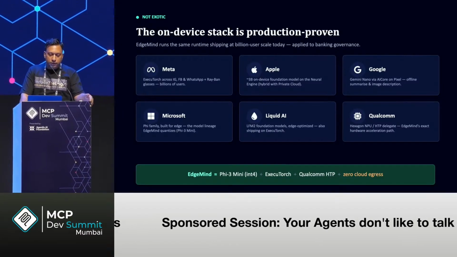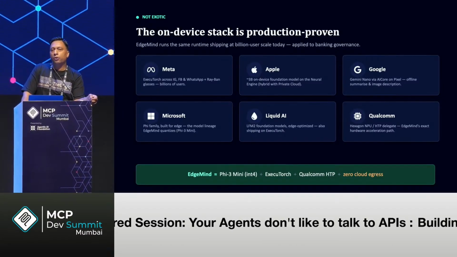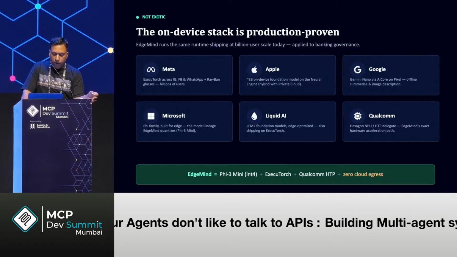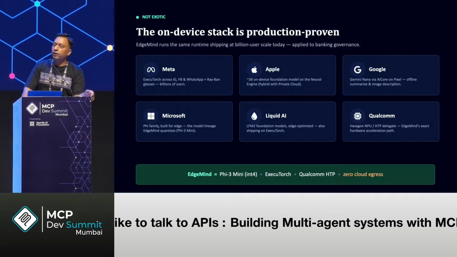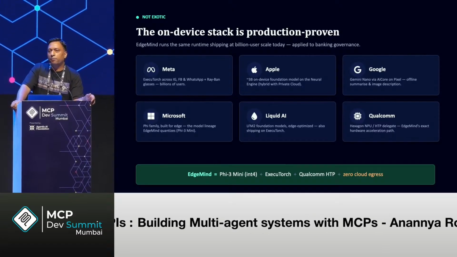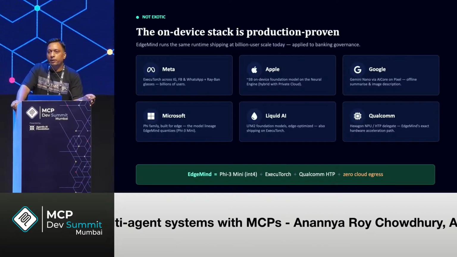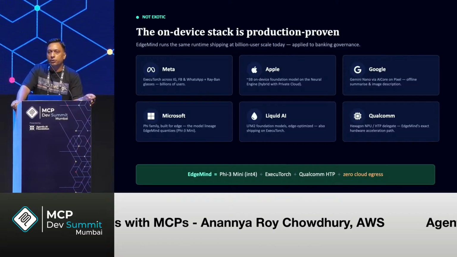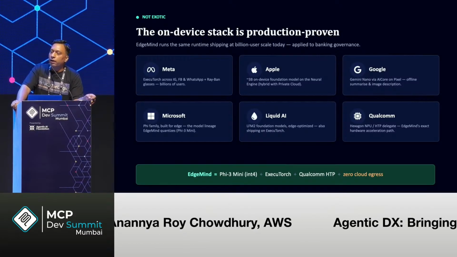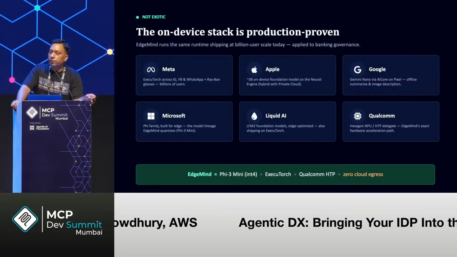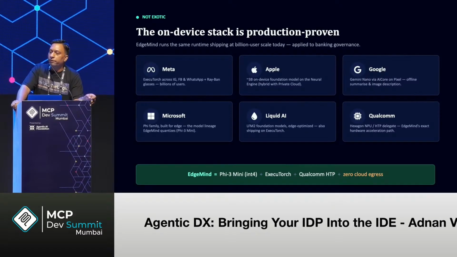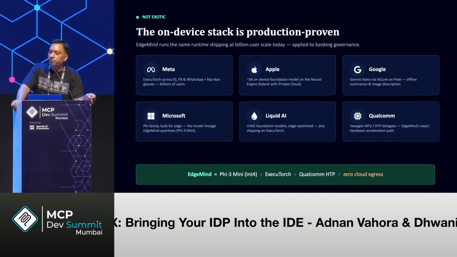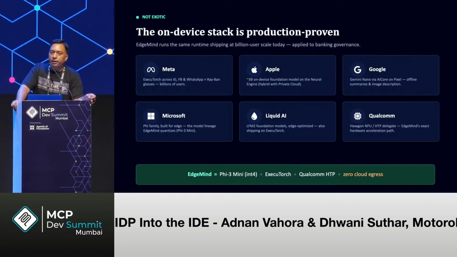Yeah, so this is something not only on the demo or only on the paper, this is production proven. Lately, the integration happened for Meta with the Ray-Ban glasses. That itself is using ExecuTorch as the inference engine. On the slide, you can see we have certain other examples as well, specifically Qualcomm. This is the implementation we are trying for EdgeMind as well.